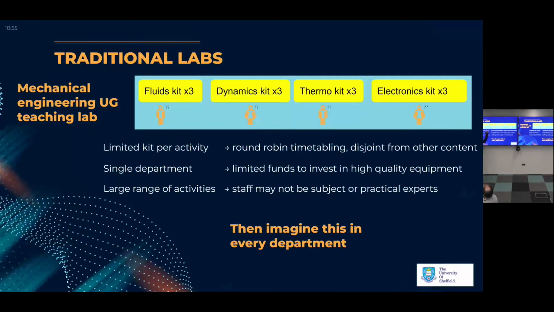There's very few sets of equipment for each thing. So if you've only got 3 sets of fluid kit, that means you can only have 3 pairs or 3 small groups doing that activity at one time. So then your timetabling becomes a mess because students could be doing that any time of the year. So sometimes they do this experiment, then they do these experiments, then they do these experiments. If any of these rely on previous knowledge, goodness knows when students are going to get that.